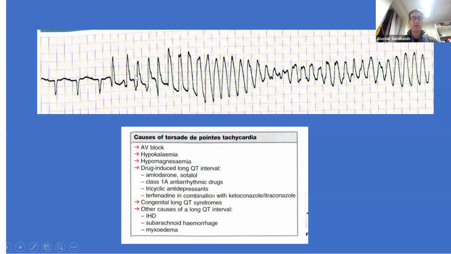This is another example of your torsades, just on a single lead, very clearly now, much more twisting around the axis. It goes very broad. It is a form of polymorphic VT because each QRS looks different. Then it goes narrow before it goes taller again, twisting around its axis. And this is torsades in relation to long QT. Another example of torsades de pointes, and there are some other causes that I've mentioned already.